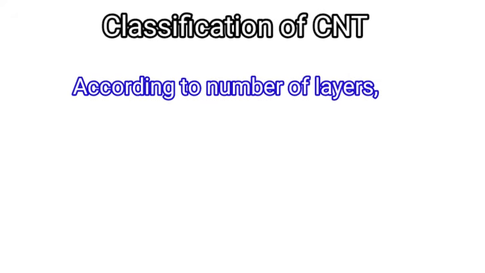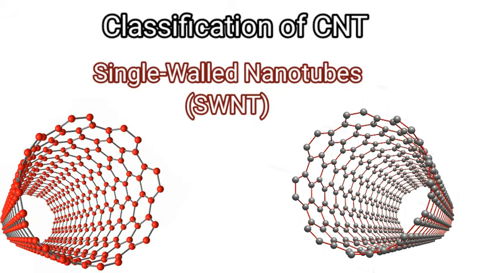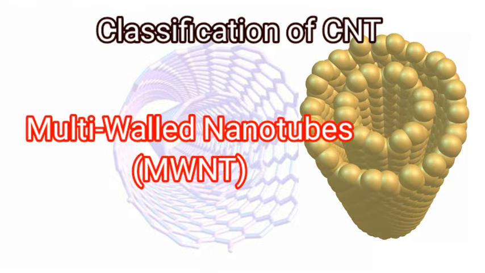Let us see the classifications of carbon nanotubes. Carbon nanotubes are broadly classified into two types based on the number of layers: single-walled and multi-walled carbon nanotubes. In single-walled nanotubes, only one graphene sheet is used to form the nanotube. The multi-walled carbon nanotubes are made by more than one graphene sheet.